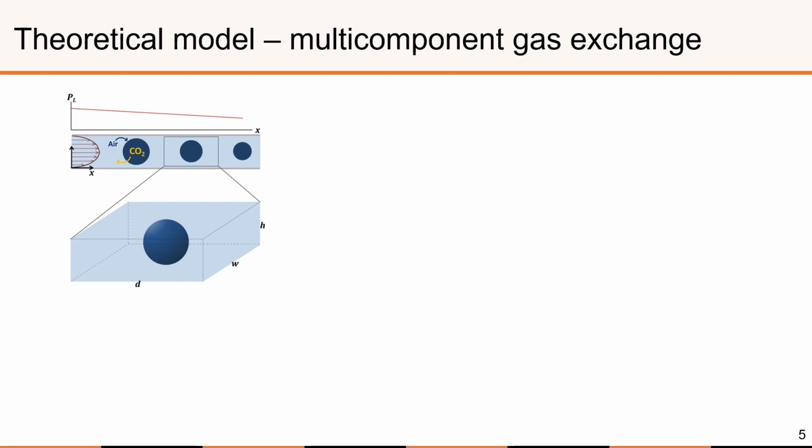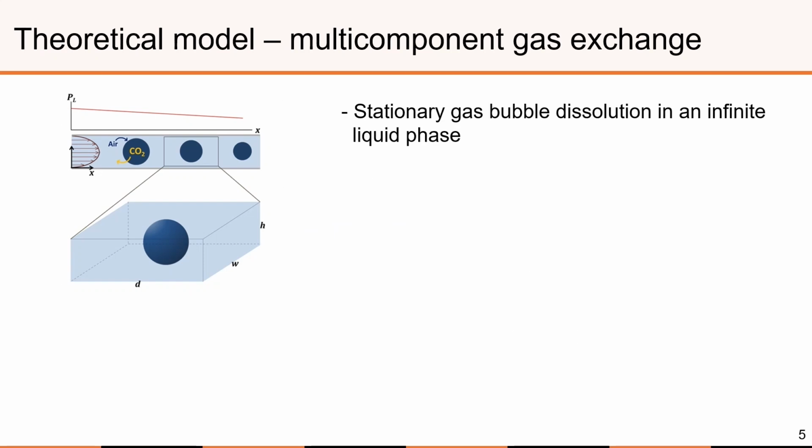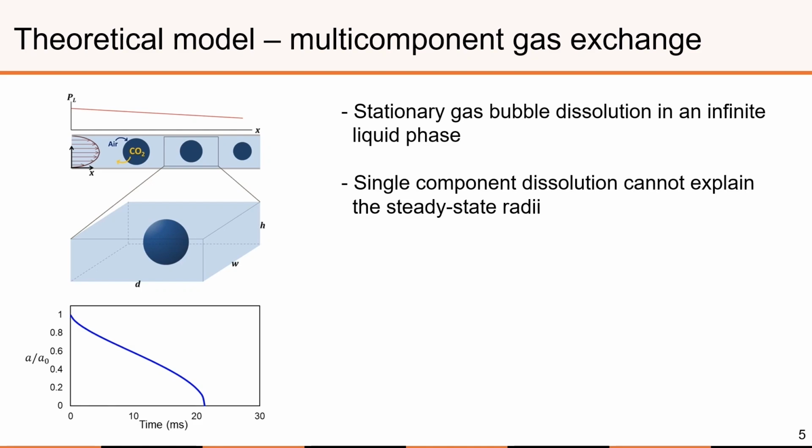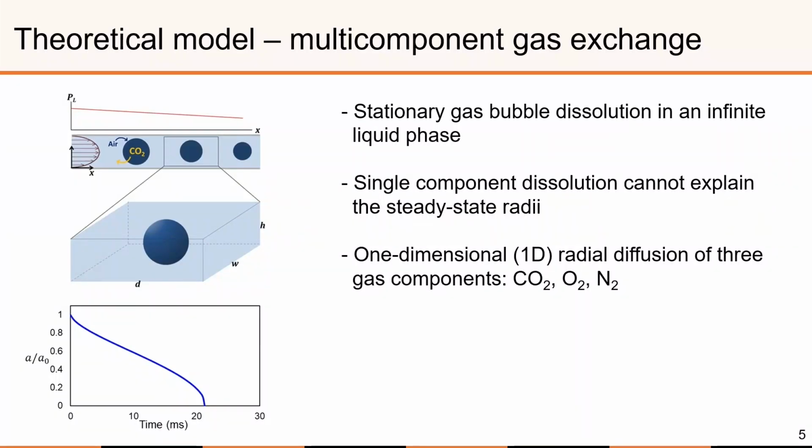In the model, we consider stationary gas bubble dissolution in an infinite liquid phase. The preliminary calculation using a single component, which is CO2 here, cannot explain the steady-state radii of the CO2 bubbles, as you can see in this graph. So we include the gas components also from the surrounding liquid, which is a small amount of air that is pre-dissolved in the aqueous phase under an atmospheric condition.